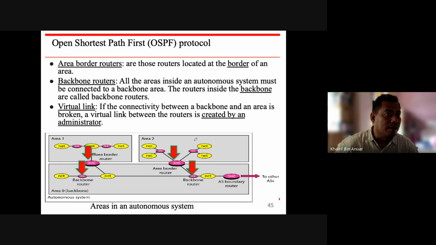Okay, then area border routers are the routers located at the border of an area. So area border router here. And backbone router: all the areas inside the autonomous system must be connected to a backbone area, and the routers inside the backbone are called backbone routers. So these are the backbone routers. And virtual link: if the connection between the backbone and the area is broken, a virtual link between the routers is created by an administrator. So this can also be supported through this virtual link.